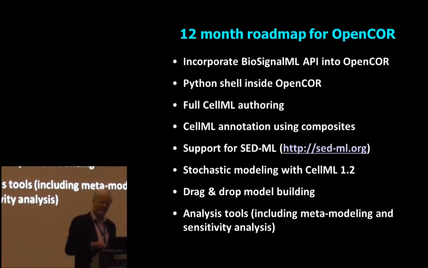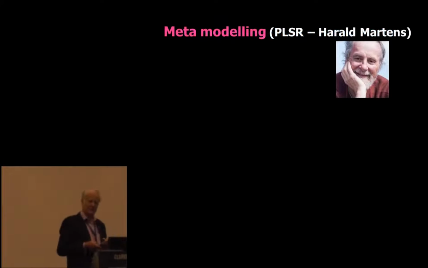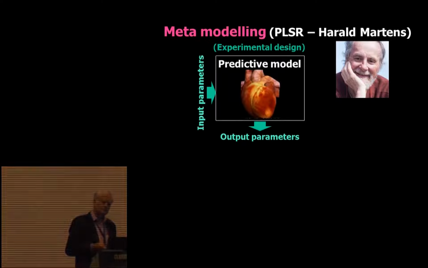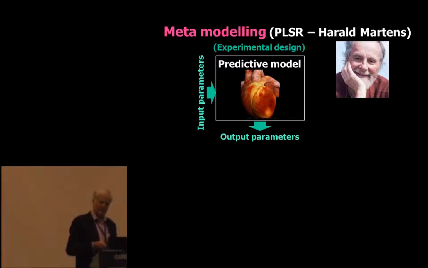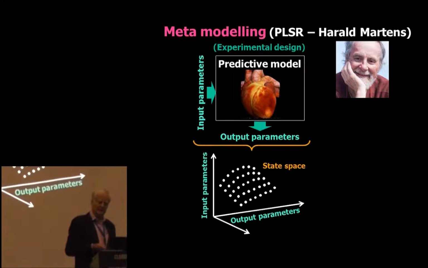And then the analysis tools. I just wanted to talk about one of these analysis tools briefly, which in fact Harold Martins gave a talk yesterday on, meta modelling, but we're trying to bring some of his ideas into the OpenCOR framework and into other modelling frameworks. So the way it works is that you have an experimental design, and Harold's going to have to forgive me for an oversimplified representation of ideas here, but you can appropriately design a set of input parameters and output parameters, and then you run a predictive model, a very expensive calculation often, but you can run it many, many times to fill out a state space description based on those input and output parameters.